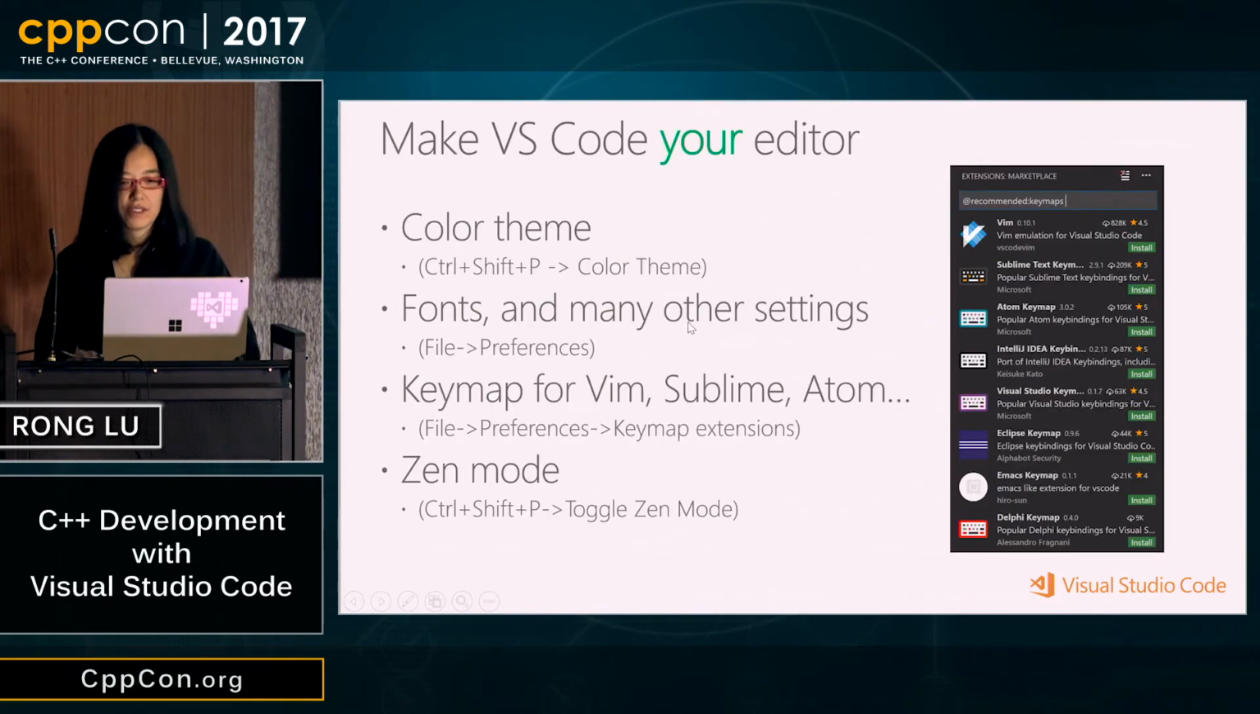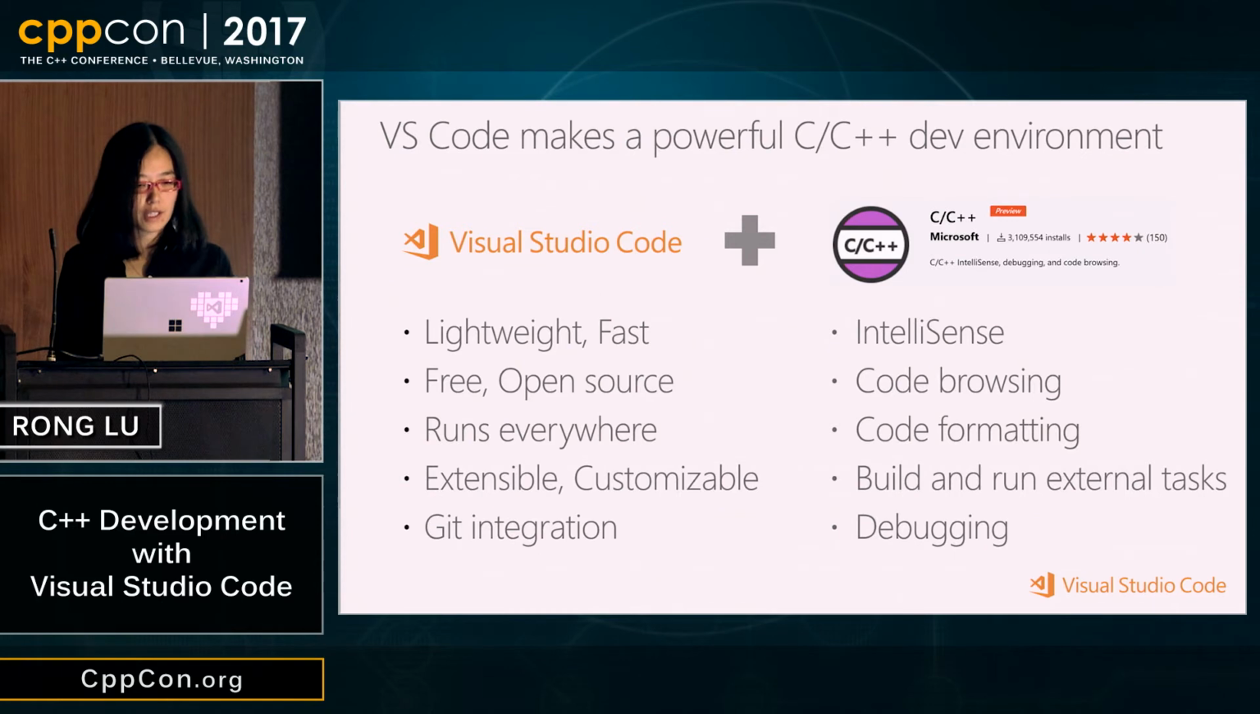Okay, so a few quick things. As I said, you can fully customize VS Code to be your editor. Just to summarize what we covered today with Visual Studio Code and the C++ extension: VS Code can be a really powerful C and C++ development environment, and it runs everywhere, cross-platform. So you've got a fast, lightweight tool that's free, open source, runs everywhere, customizable, extensible. There are lots of extensions in the marketplace already, but if you find anything that's missing, it's really convenient to just write your own extension as well.